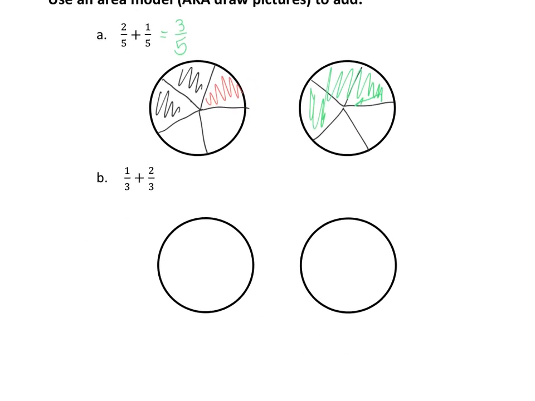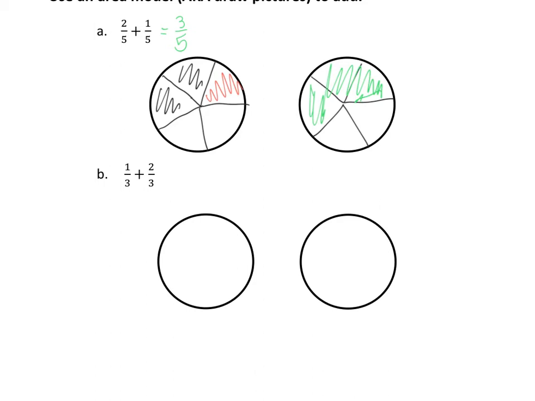Then for the next one, we're looking at thirds this time. So we need to break this up into 3 equal pieces, or as equal as we can get. And again, let's draw, we have 1/3 going on, and then we're going to add to that 2/3, which really gives us just 1 whole.